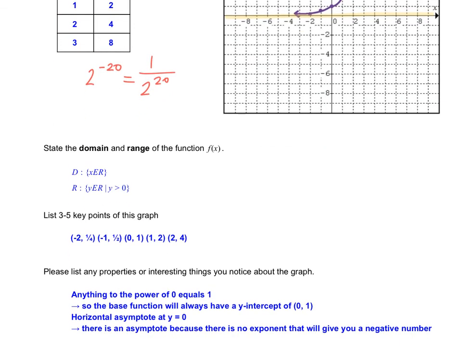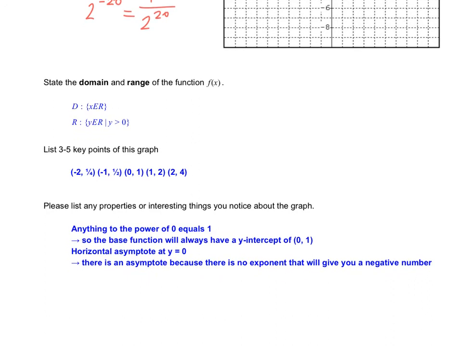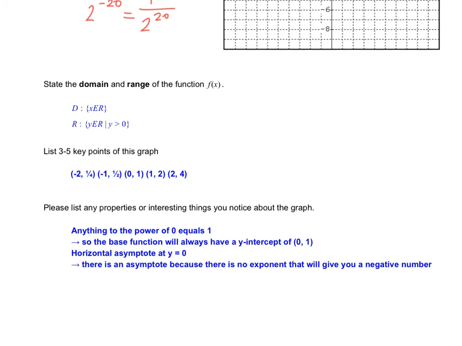Then I put my nice key points from -2 to 2. And for my properties, I made a note that anything to the power of 0 equals 1, so that's just good for any base function, any base you put into your exponential. And that just means you're always going to have a y-intercept of 0, 1. I made a note that the horizontal asymptote is at y equals 0, and that there is an asymptote because there is no exponent that will give you a negative number, or 0 for the y value.